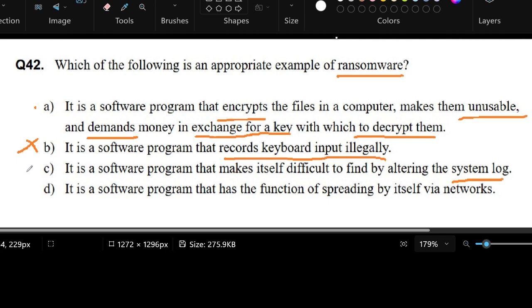Okay, so letter C and letter D incorrect. And in the end, we got letter A as the correct answer.